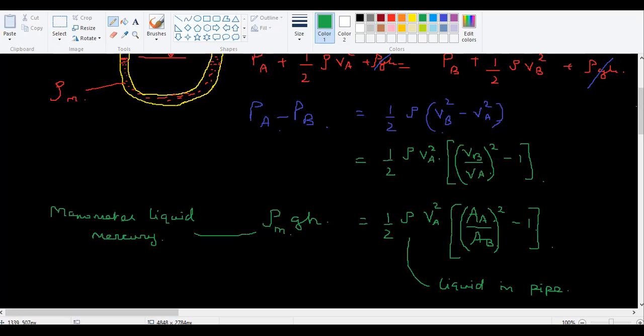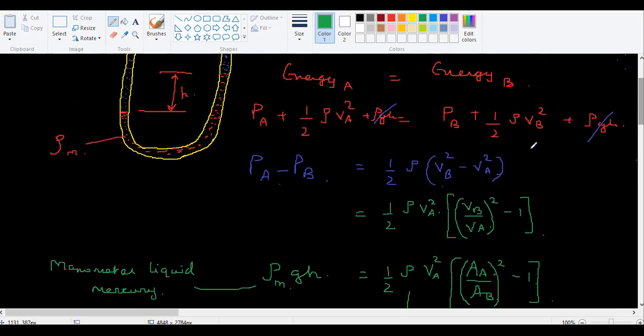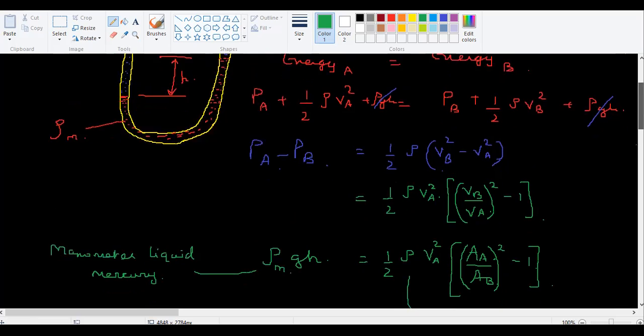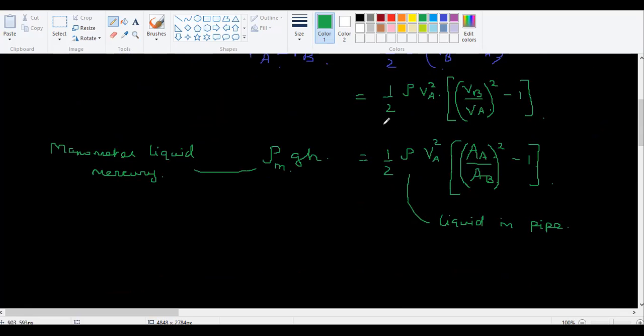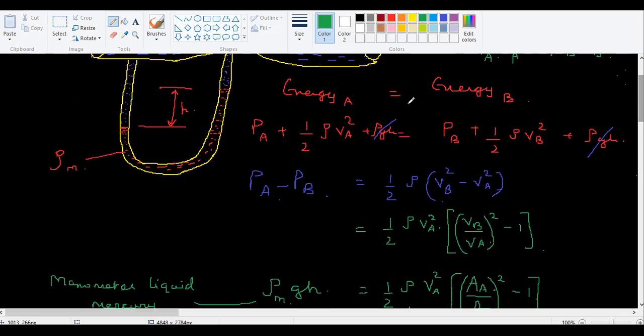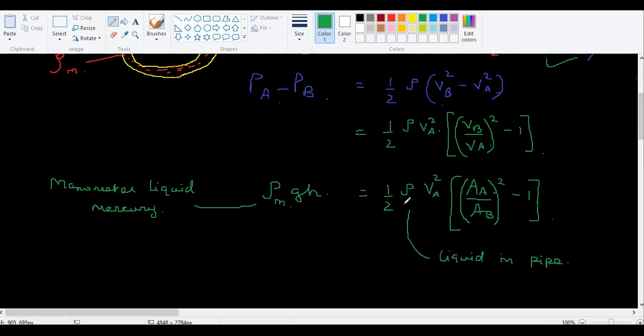So you see, as I told you, there is no need for you to remember this equation, which looks very complicated. As I always say, you should remember the underlying principle. If you don't understand this, there is no point in remembering this one. That's totally a waste.